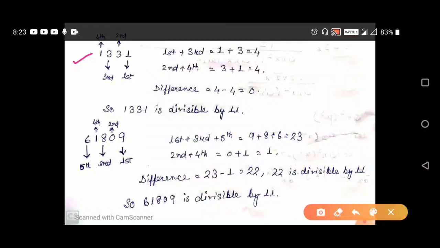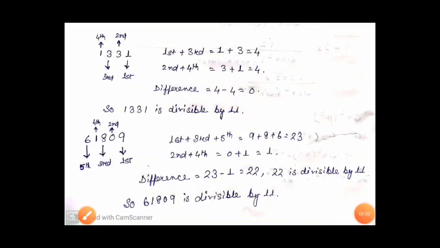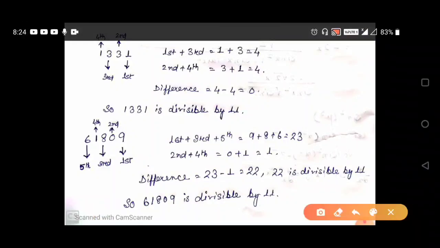1331. So for doing the divisibility test of 11, we have to find out which digit is in which place, the odd places and the even places from the right side. So we will start from the right side of the given number. So from here we will start.